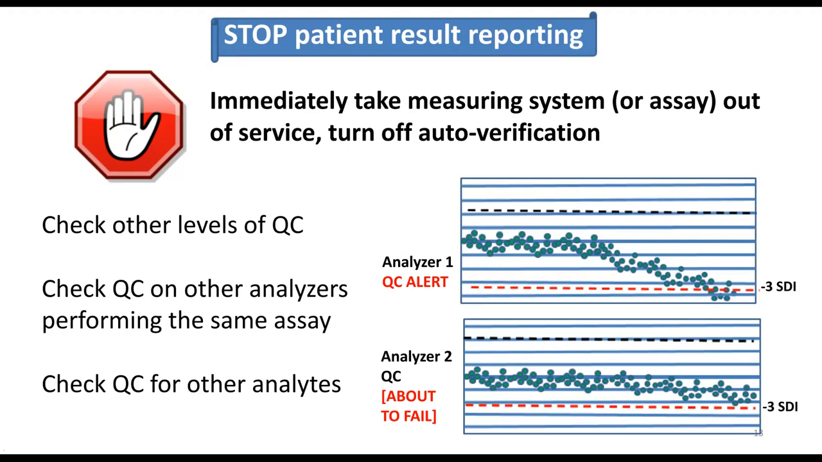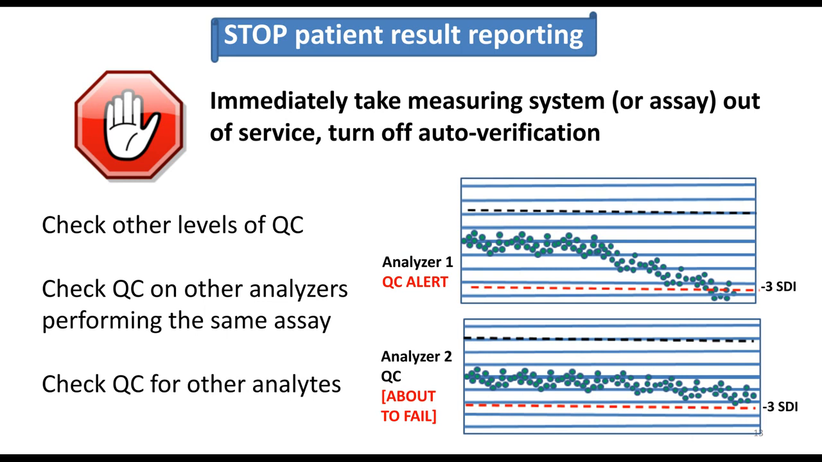The second step is to quickly determine the scope of the problem. Check the other levels of QC for that assay to see if they are affected. Check QC for other analytes on the same analyzer to see if they are also affected, which would suggest an analyzer problem and that the entire analyzer needs to be taken offline.